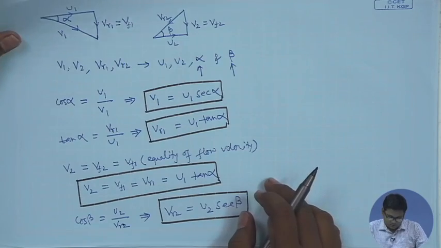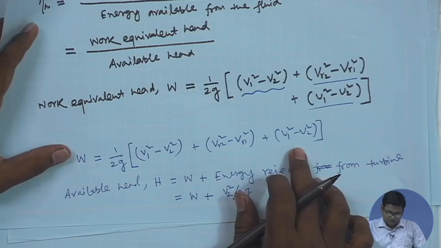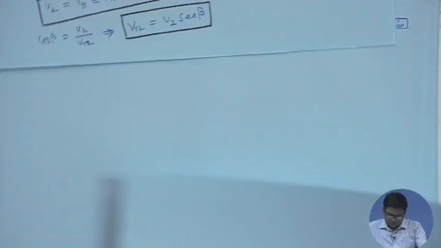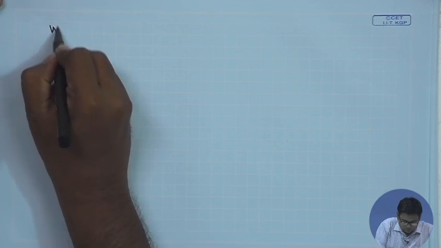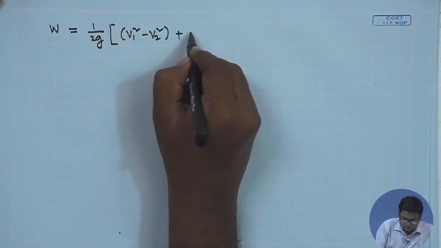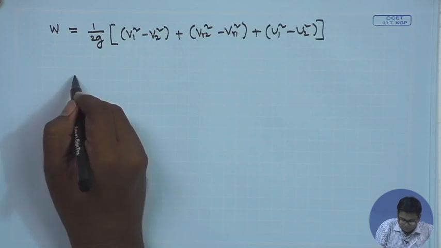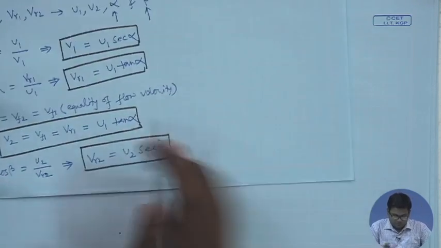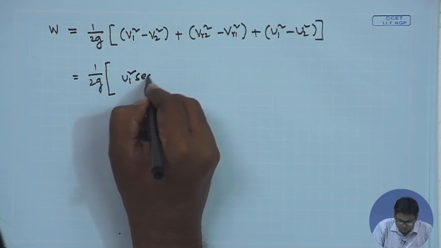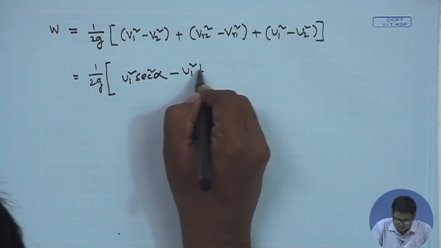Now let us substitute these terms in the expression of work available head. So this is the expression for work available head. Now I am going to substitute V1, V2, Vr2 and Vr1. So let us first write again the work available head. W is 1 by 2g times (V1 square minus V2 square plus Vr2 square minus Vr1 square plus U1 square minus U2 square). So V1 we have obtained as U1 sec alpha. So let us substitute that: U1 square sec square alpha. V2 is obtained as U1 tan alpha. So U1 square tan square alpha.